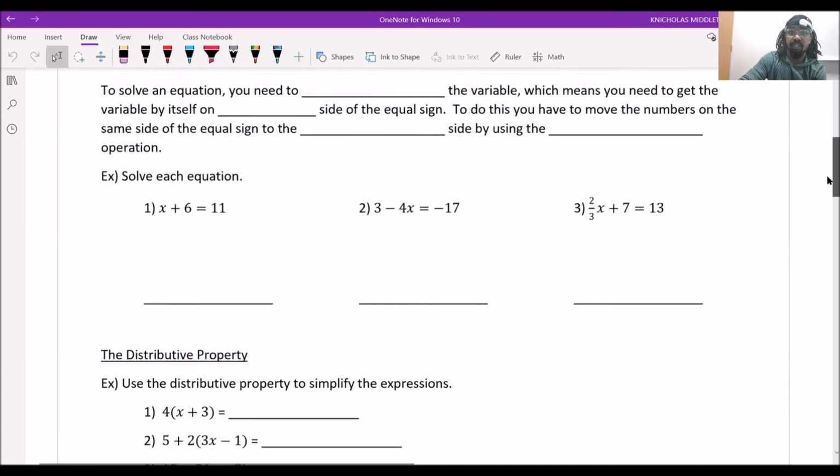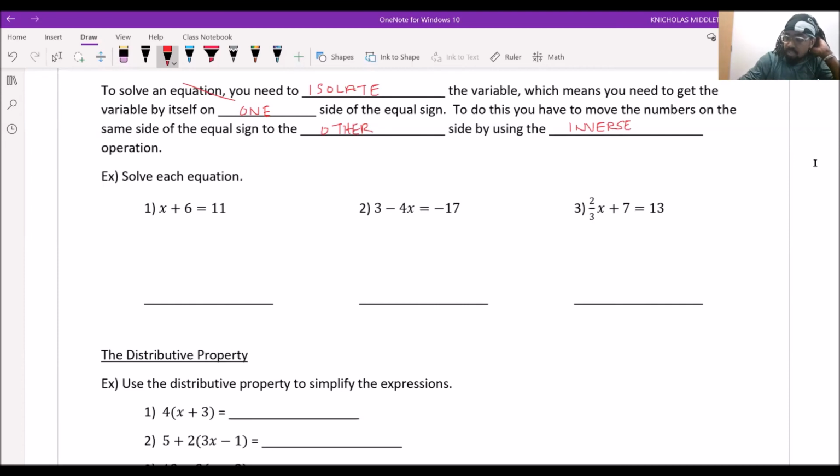In order to solve an equation, you need to isolate the variable. That means you need to get it by itself on one side of the equation. To do this, you have to move the numbers on the same side of the equal sign to the other side, and you do that by using inverse operations. When you think of inverse, you're saying the opposite operations.